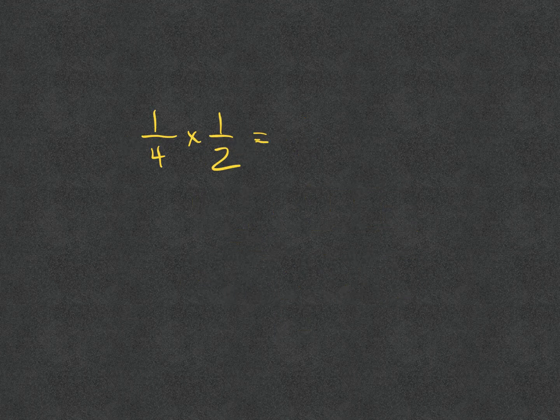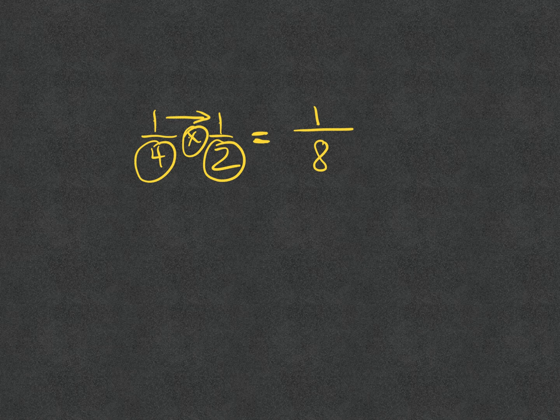Pretty simple. 1/4 times 1/2. The nice thing about multiplying fractions is you just simply multiply. You just go straight across. 1 times 1 equals 1. 4 times 2 equals 8. Now, if I went back and I just showed you what we just did with that tape diagram, it's the same answer, isn't it? So yes, it is simple.